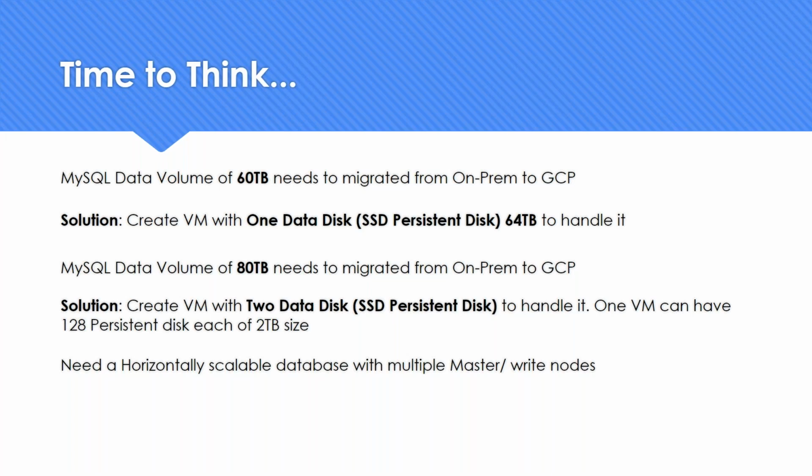Sorry, Anil, I did not understand what's that. 2 into 128 will cross the limit, so it's going to be 256 only, right? It's going to be 256. Yeah, 1 TB is still there.